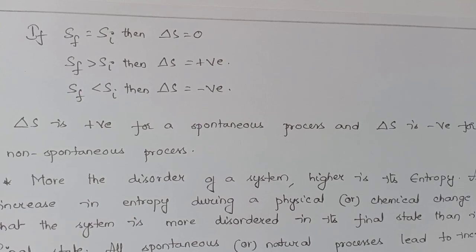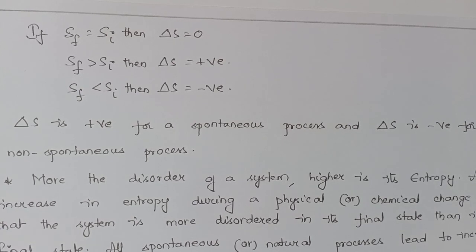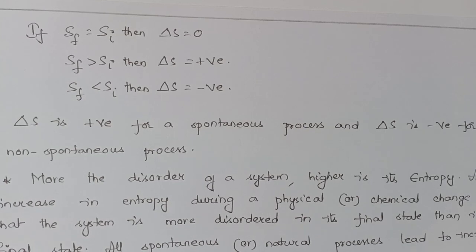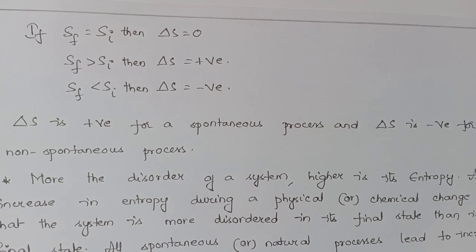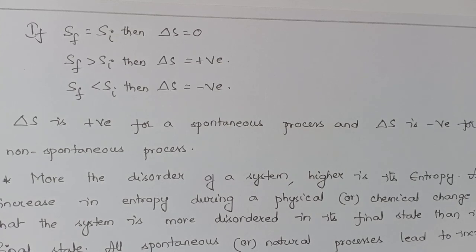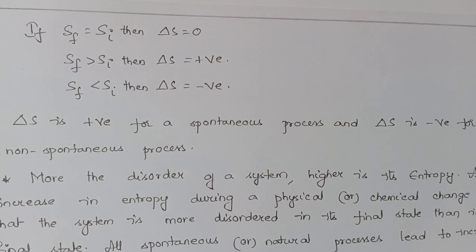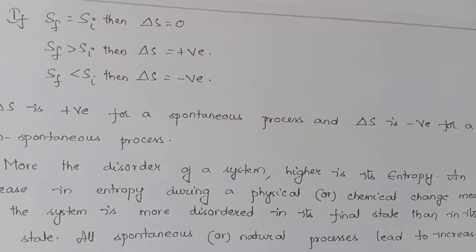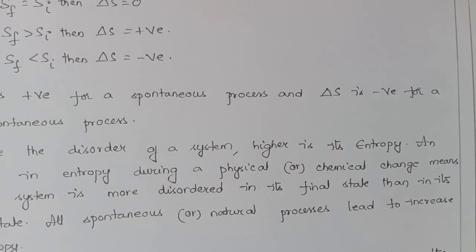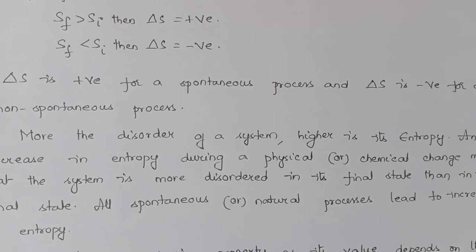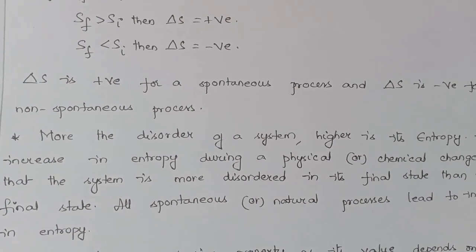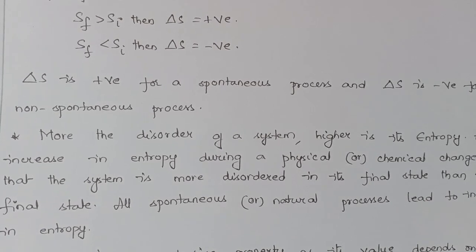Okay, next below write down: delta S is positive for a spontaneous process. In the last video, we have seen what a spontaneous process is: a process which takes place or occurs on its own without taking any external assistance. So, for these spontaneous processes, the change in entropy will have a positive sign, and delta S is negative for a non-spontaneous process, which cannot take place on its own and needs some external assistance to take place.